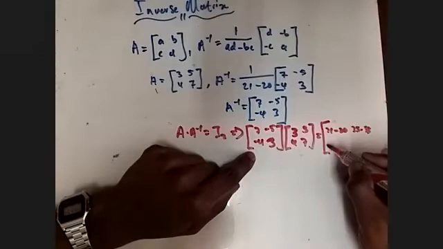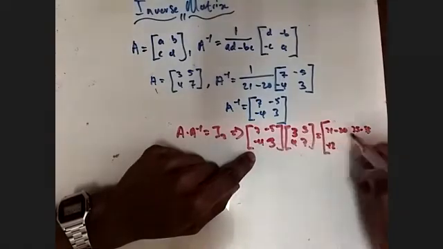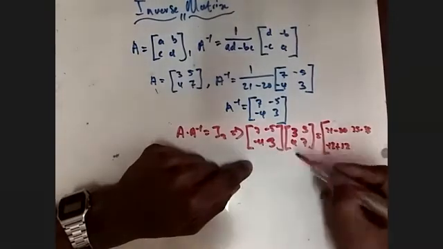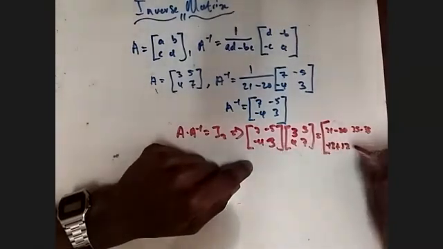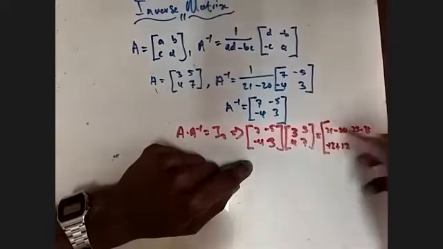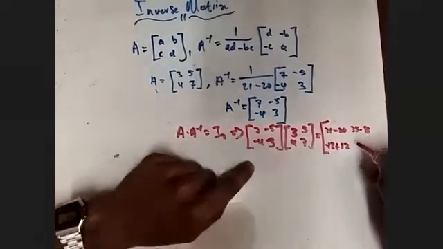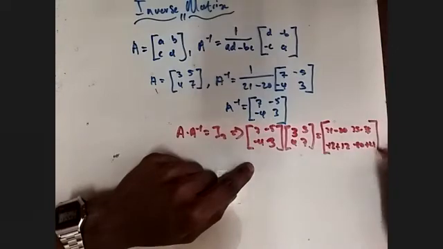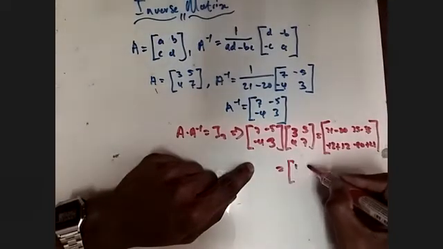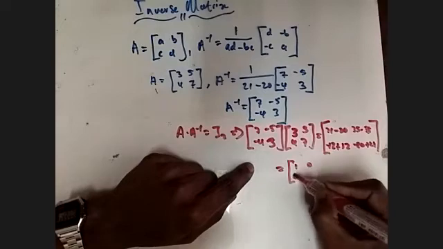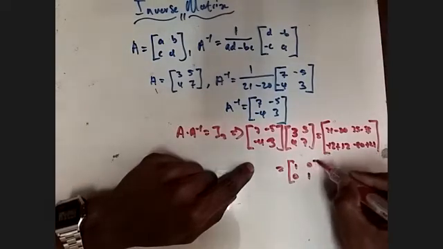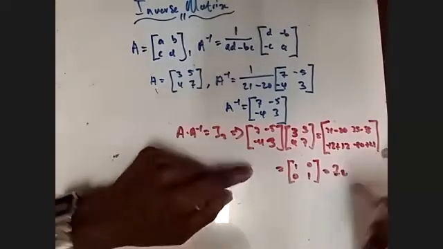-4 times 3 is -12, and 3 times 4 is 12. And then the last one is -4 times 5, which is -20, and 3 times 7 is 21. So as you can see, 21 minus 20 is 1, 35 minus 35 is 0, -12 plus 12 is 0, and -20 plus 21 is 1. Then this is I2.